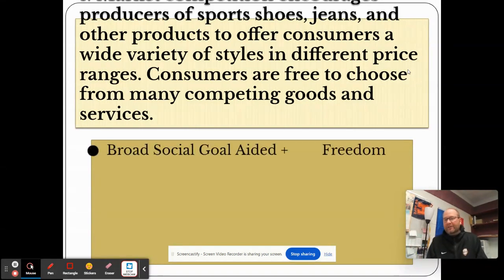So a broad social goal that's aided might be freedom. Like, we've got more freedom to choose the stuff that we want to buy. We're not just told you can only buy Nike shoes. There are tons of different shoe brands out there for us. So we've got more economic freedom in this situation.